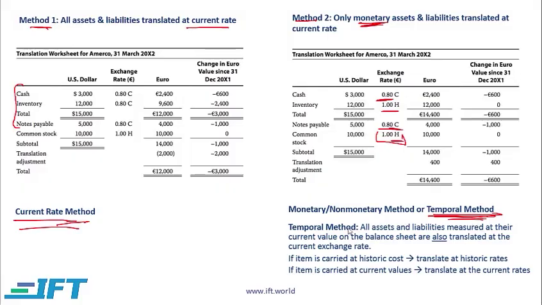The reasoning behind the temporal method is that all assets and liabilities measured at current value on the balance sheet should also be translated at the current exchange rate. If an item is carried at historical cost, then it should be translated at historical rates. So that makes sense. On the other hand, if an item is carried at current market value or current fair value, then it should be translated at current rates.